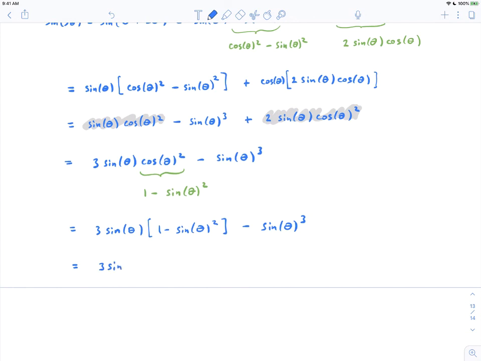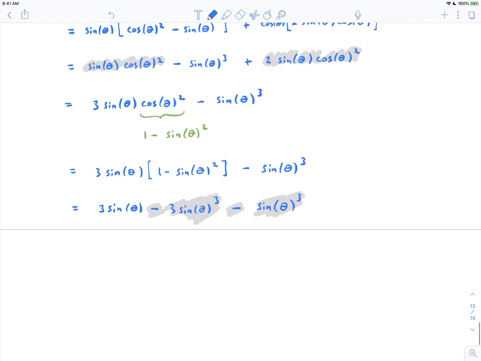3 sine of theta times 1 is just 3 times sine of theta, minus 3 times sine of theta times sine of theta squared is going to give us 3 times sine of theta cubed, minus sine of theta cubed. Now we see that there's a 3 sine of theta cubed and a sine of theta cubed. Both of them have a minus in front. So that means we have 3 times sine of theta minus 4 times sine of theta cubed. And that's exactly what we wanted to show.